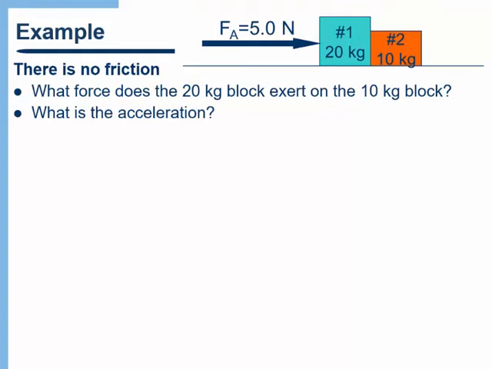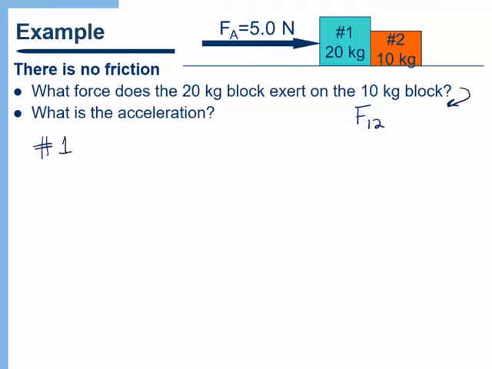Let me remind you of our notation that we talked about when we talked about Newton's third law. So the force the 20 kilogram block exerts on the 10, I would call that F12, the force that block 1 exerts on block 2. Okay, we know what our first step is. Our first step is to draw the free body diagram for each object. So let's go ahead and do that.